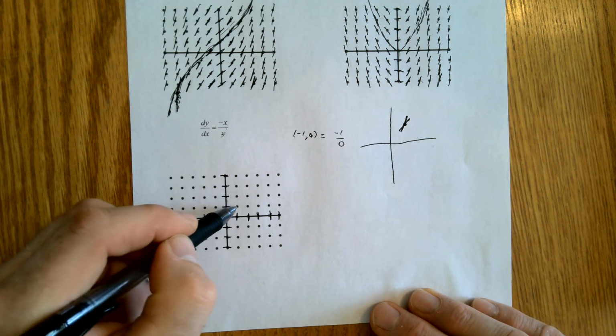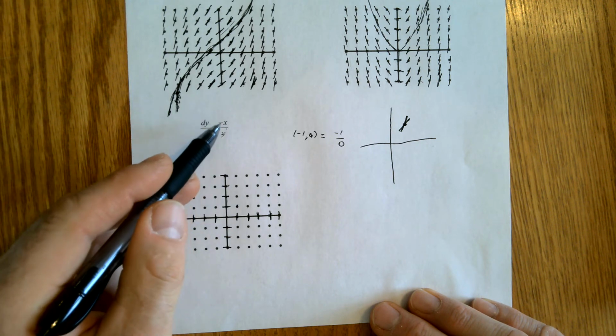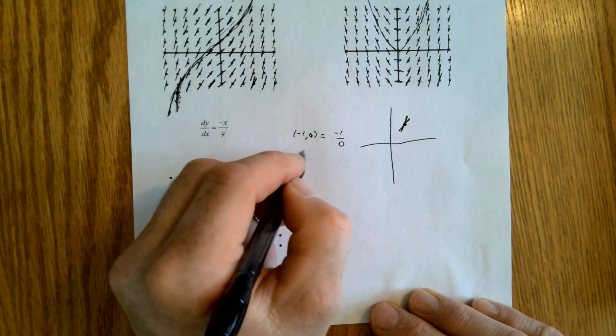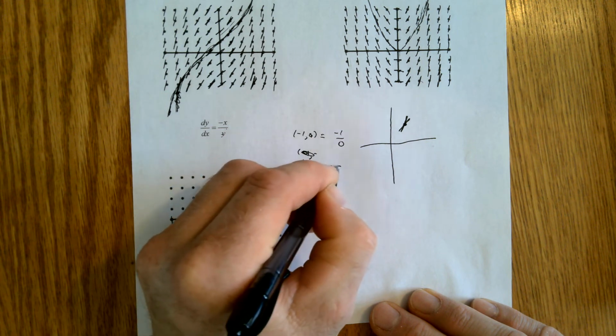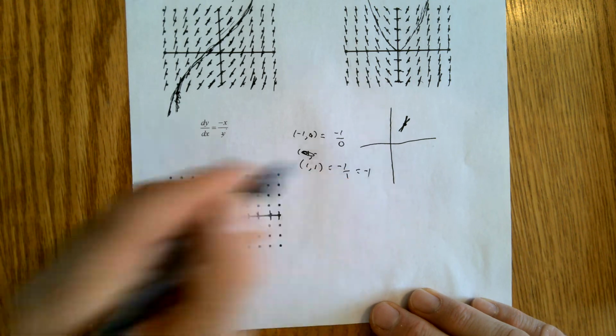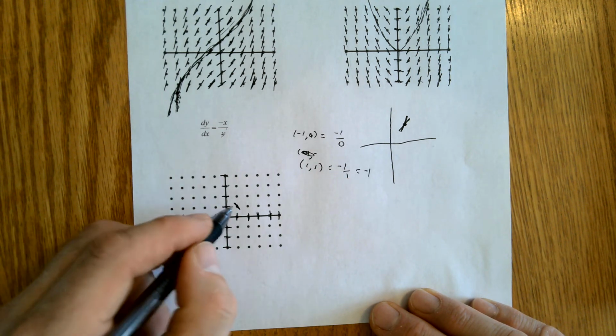Now, what I need to do is pick some other points. So what happens at 1, 1? Well, I get negative 1 over 1. So negative 1, 1, 1 gives me negative 1 over 1, which is negative 1. So a slope of negative 1 is a nice diagonal through that.